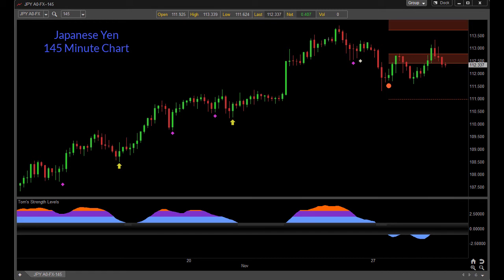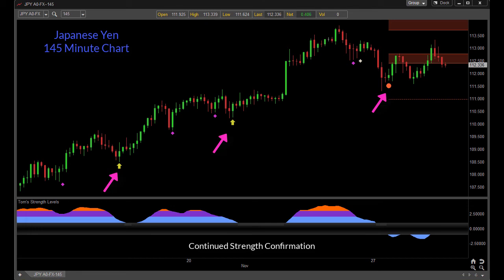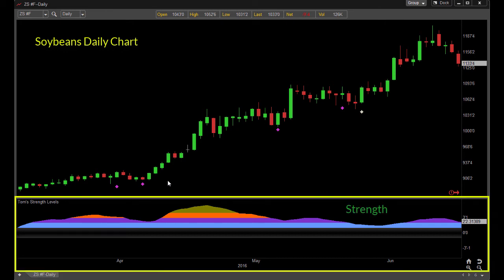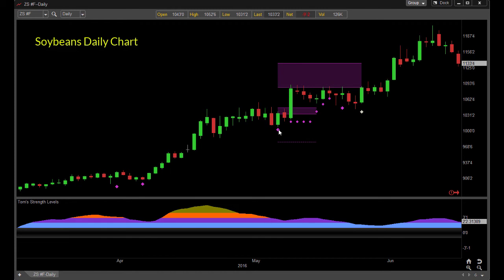This is the Japanese yen on a 145-minute chart. While the strength is strong, pivot lows identified in the same direction can generate profitable trades. Here is an example using soybeans. As long as the strength stays up, trades could be taken in that same direction.